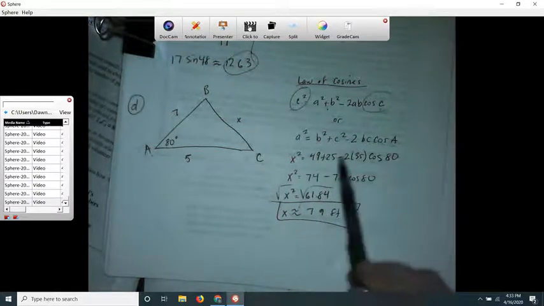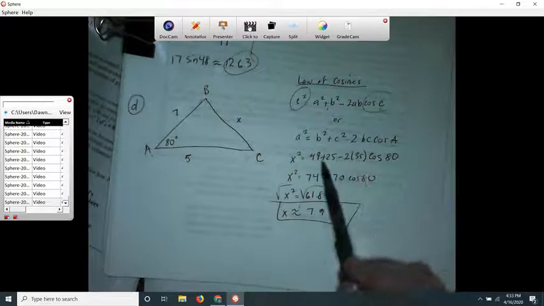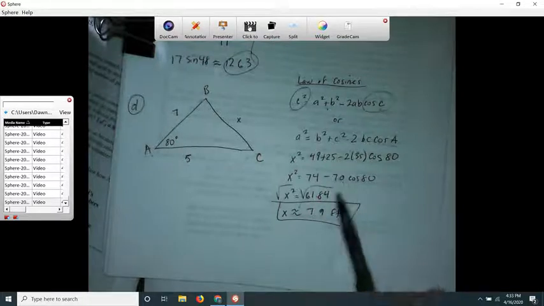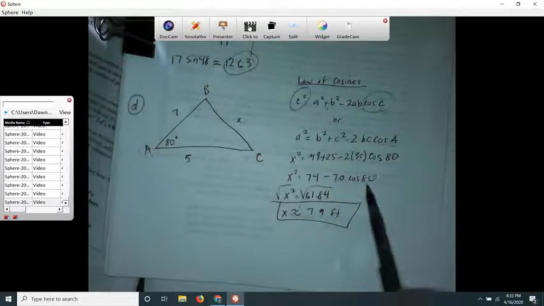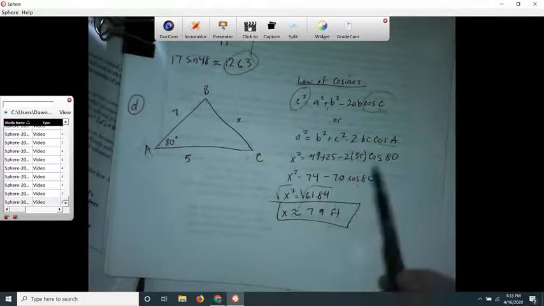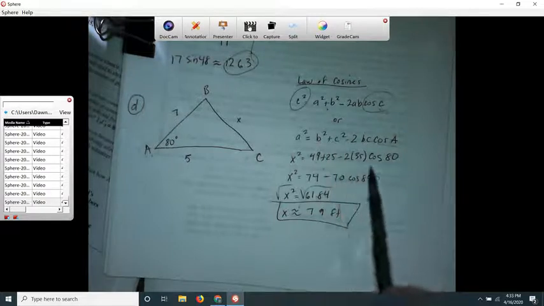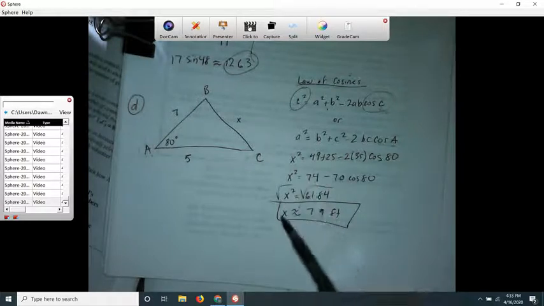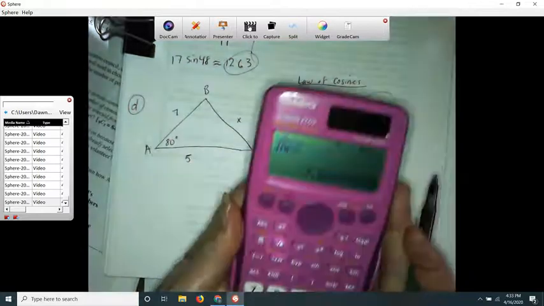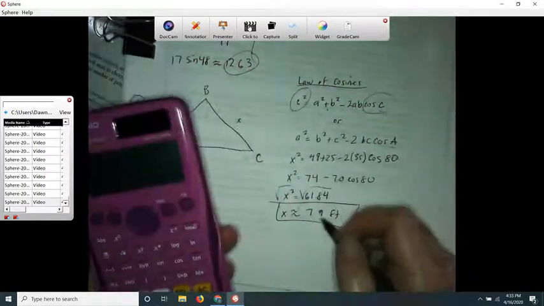And the mistake that students always make on this is they'll get this number, and then they'll think it's okay to go 74 minus 70 and get 4 times cosine 80, and you can't do that because the order of operations says you have to do this whole thing. You have to multiply first. These are being multiplied, so that's why I showed the whole thing. Or if you just type it into your calculator, it'll probably do the order of operations for you. And then don't forget to take the square root at the end. And I got 7.8641, so that's about 7.9.